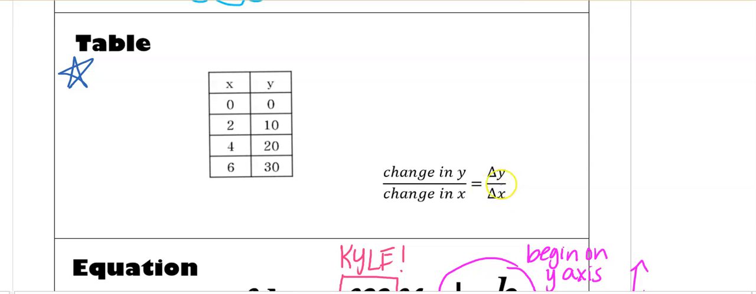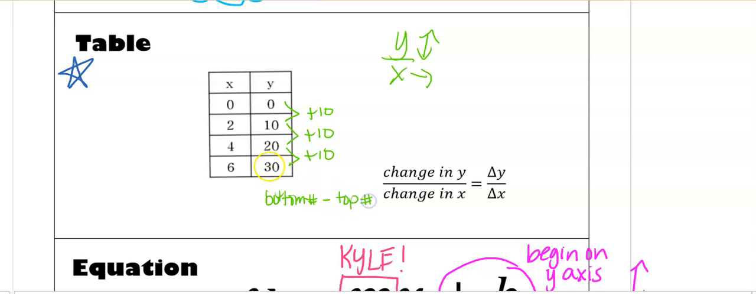So again, it's the change in Y over the change in X. So it's Y over X. So I'm going to do the Y side first. And I'm going to say, how do I get from 0 to 10? From 0 to 10, I add 10. How do I get from 10 to 20? I add 10. How do I get from 30 to 20? I add 10. If you're not sure, you're going to do the bottom number minus the top number, and that will also give you a difference. So 30 minus 20 would give you 10.